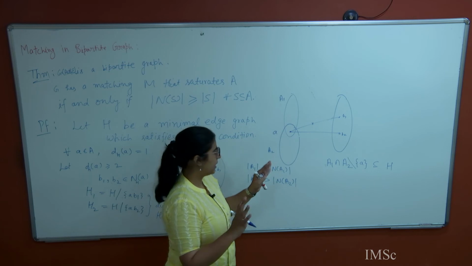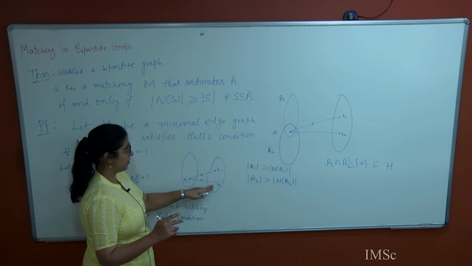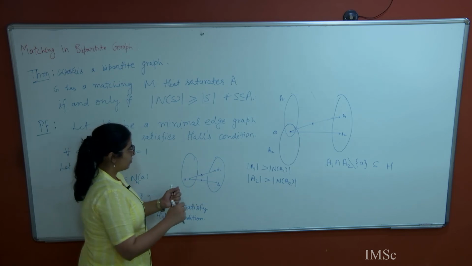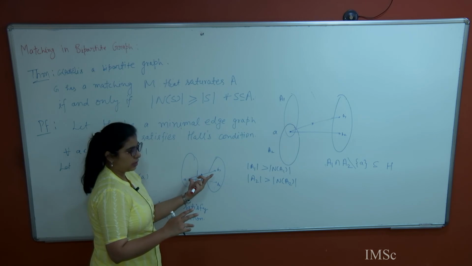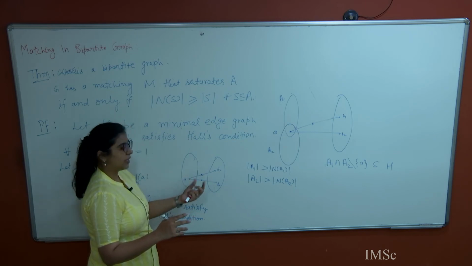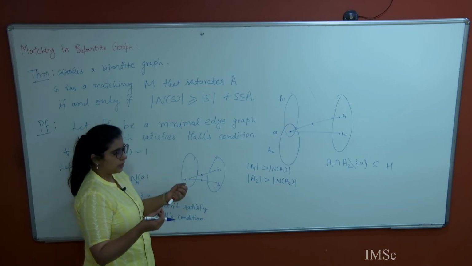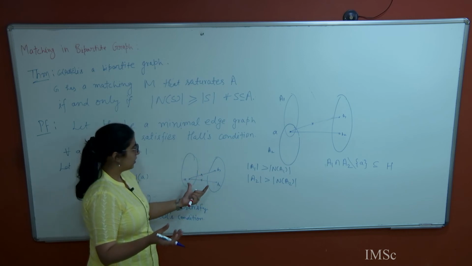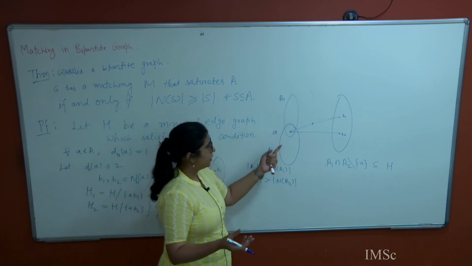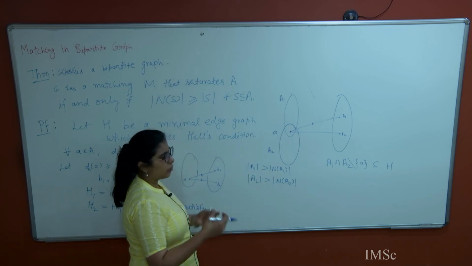So, I said that A has two neighbors B1 and B2. Now, I am taking two graphs. In one I am removing the edge A B1, in the second graph I am removing the edge A B2, and now I am saying that Hall's condition fails, because we started with a minimal edge graph which satisfies Hall's condition. So, from there we took A1 and A2, because for H1 and H2 Hall's condition fails.